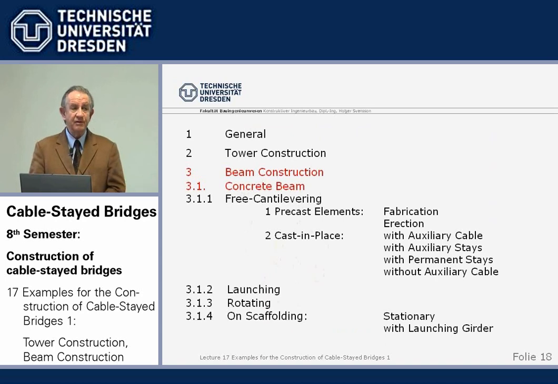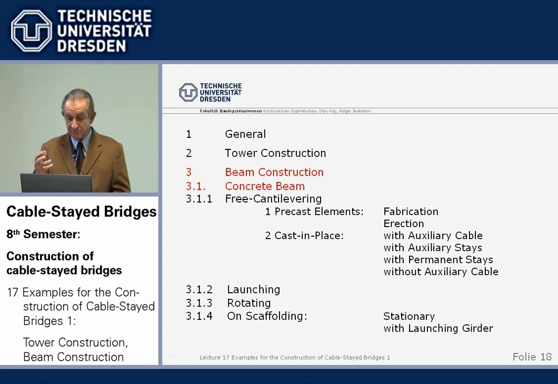So, this is basically the way we build towers. Now we come to a more involved and different ways to build the beam. Again, we go by concrete beam, steel beam, and composite beam.